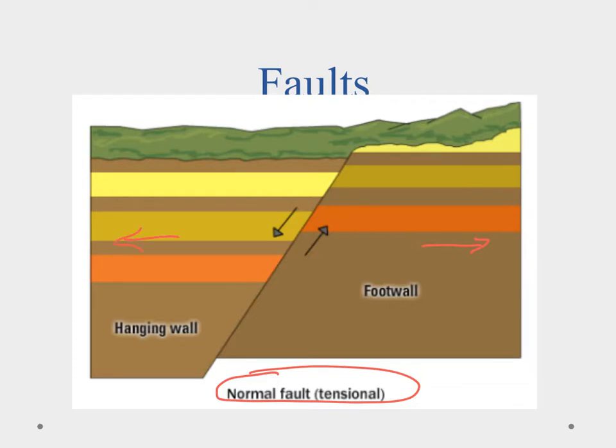So as that happens and we break here, you'll see that the hanging wall is going to slip down primarily off the footwall. We're kind of pulling it apart, and that allows it to slip down a little bit. And that would be a normal fault.